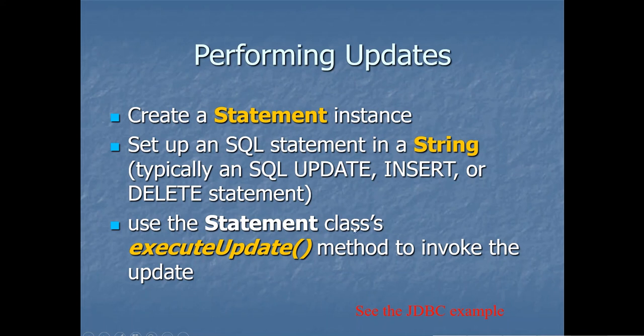Again, the statement is an interface, but there has to be some class that's implementing it. We don't know what that class is. The Java class library doesn't know what that class is. All we have is a reference from connection to a statement, and how that statement was implemented, we don't know.